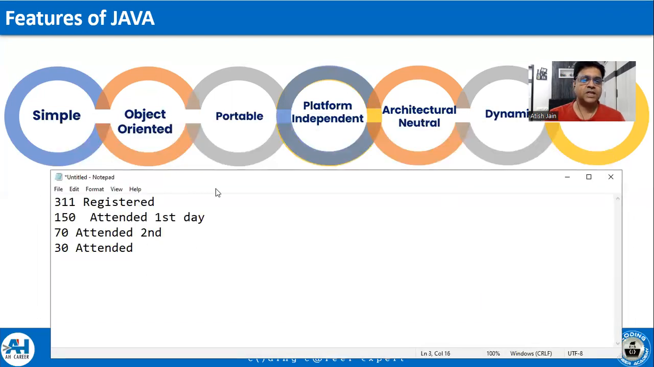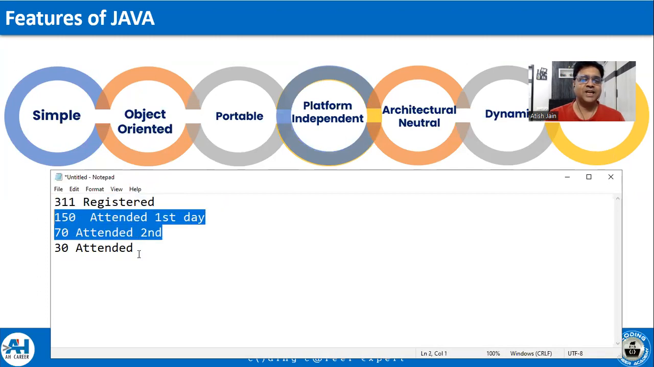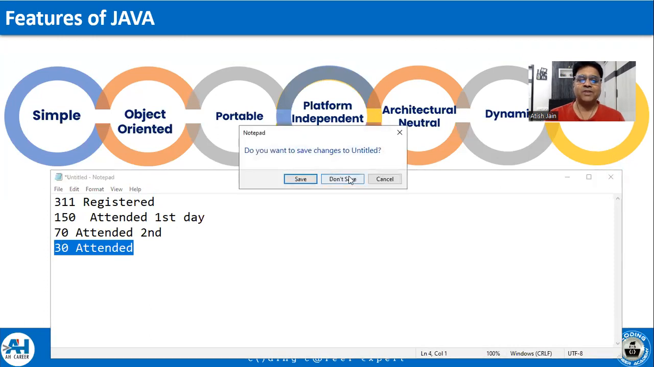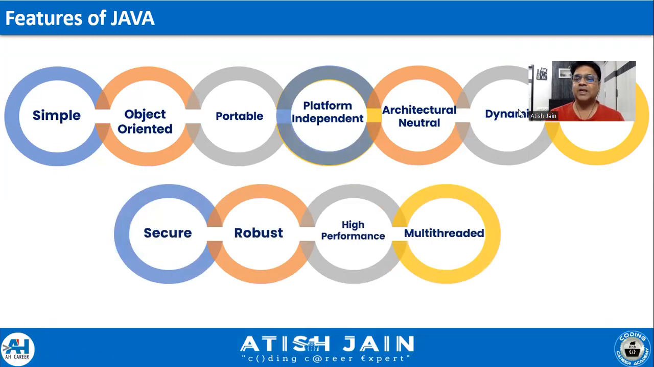So, this is the statistics what I'm showing. 300 people got registered, 150 people attended first day, 70 second day, and 30 third day. That's it. So now we have 30 members in our room.